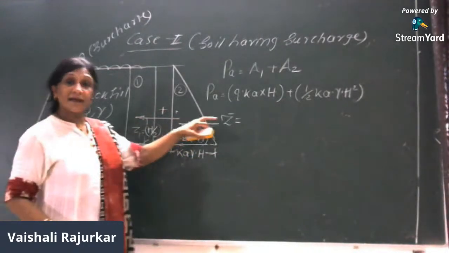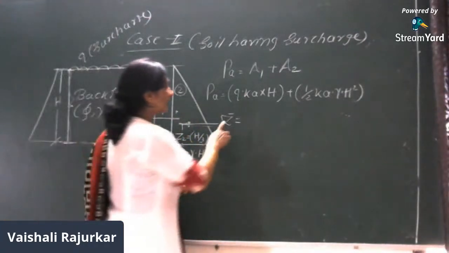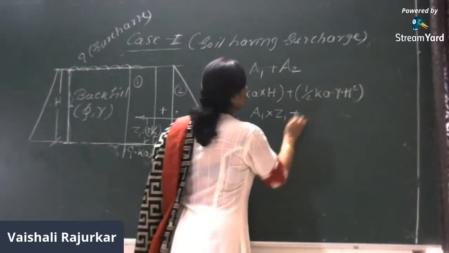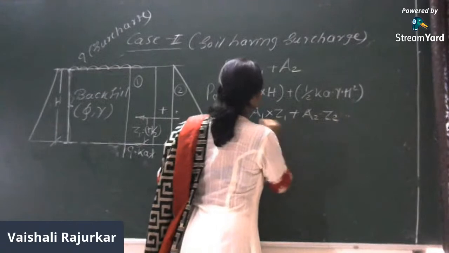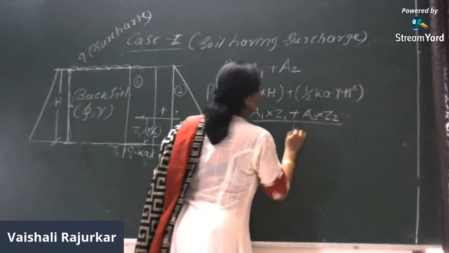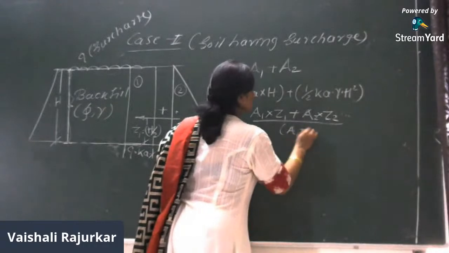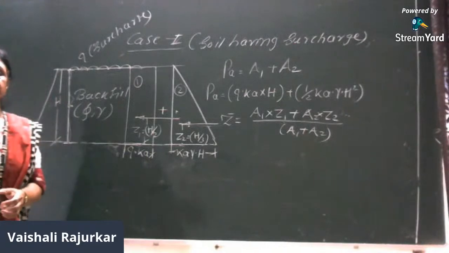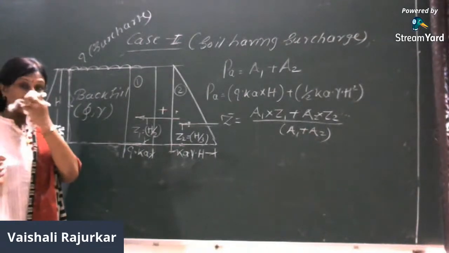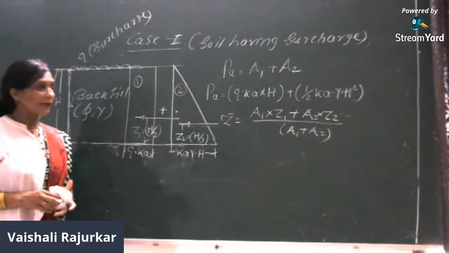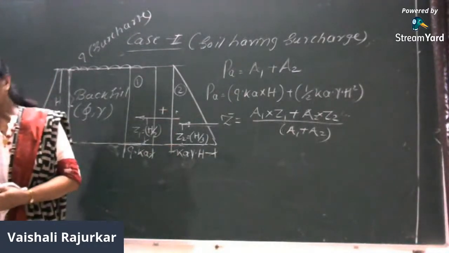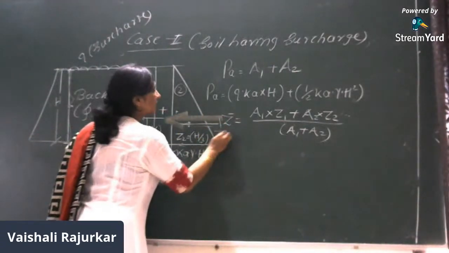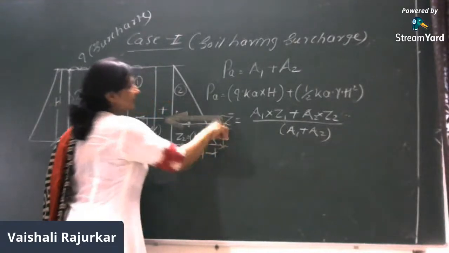So the combined CG of both the diagrams you can calculate by Z bar, which is A1 into Z1 plus A2 into Z2 divided by the total, A1 plus A2. What is A1 and what is A2? A1 is the area of the first distribution diagram and A2 is the area of the second distribution diagram. Is it okay? So this combined pressure will act somewhere here and it is denoted by Z bar distance from the bottom. Is it okay?